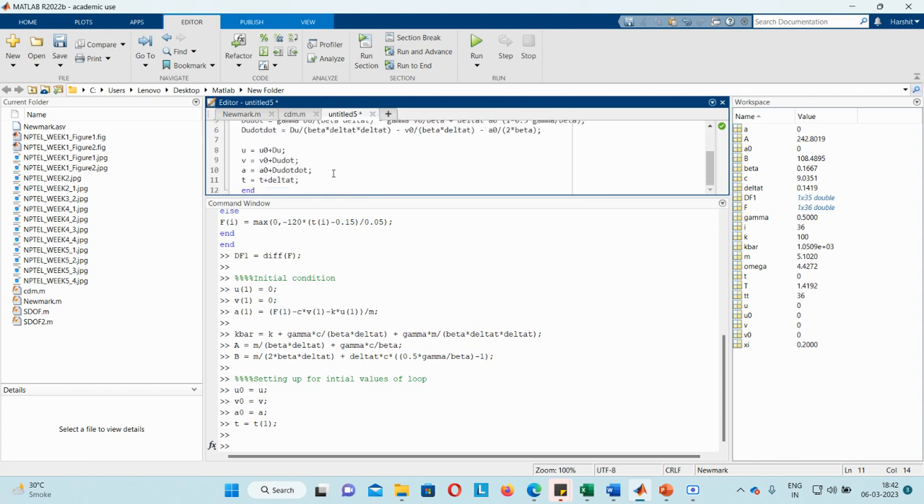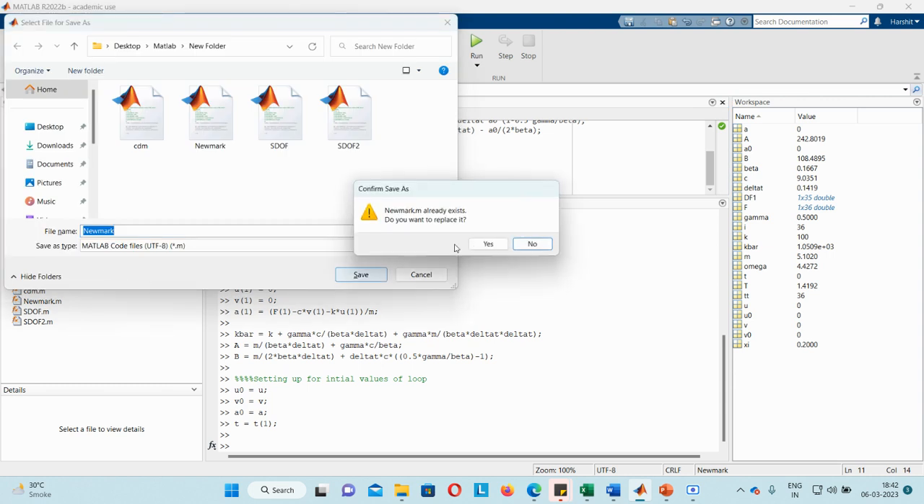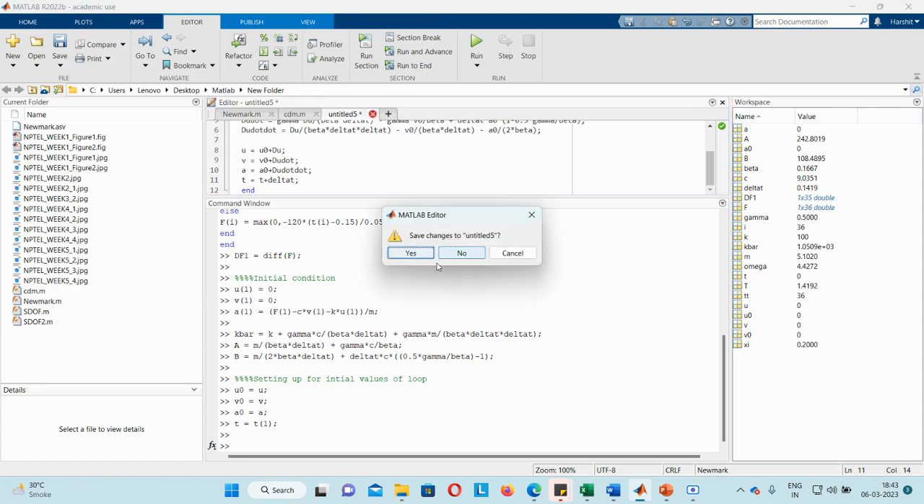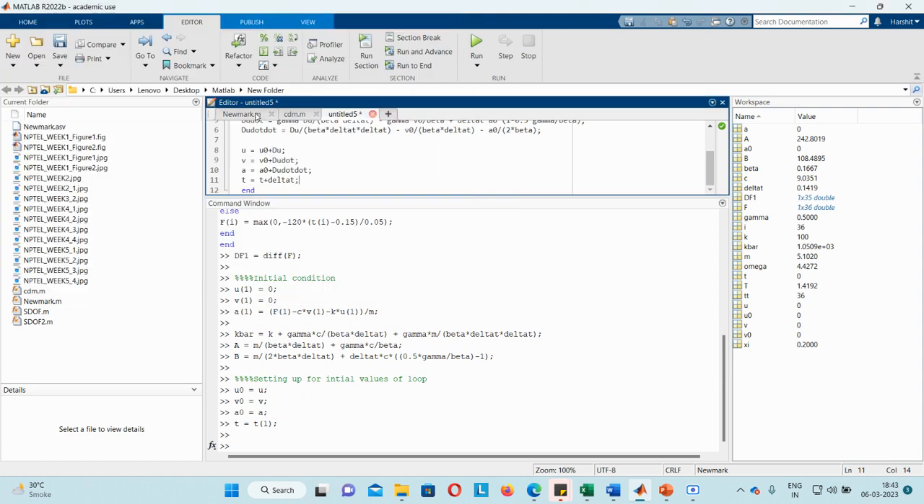I hope this function definition is clear. We'll save this function as Newmark. I have already saved it, so it will just append that function. Okay, I need to close this function first, and now I can see.